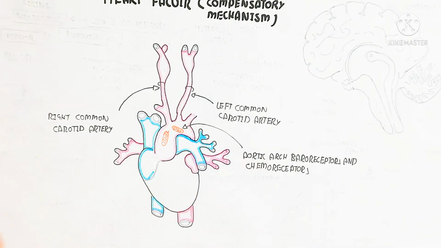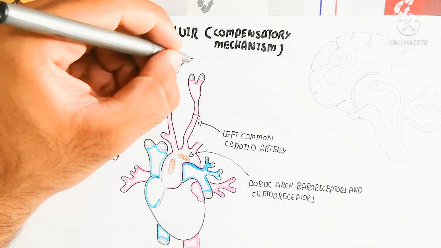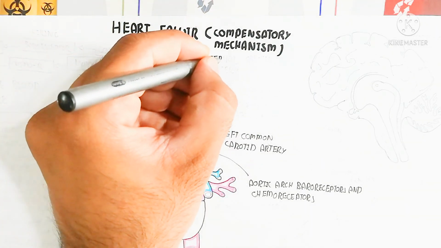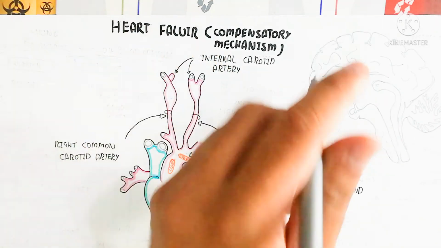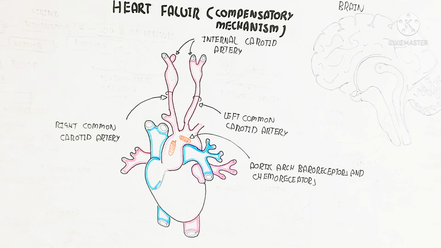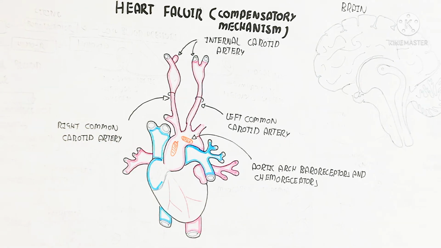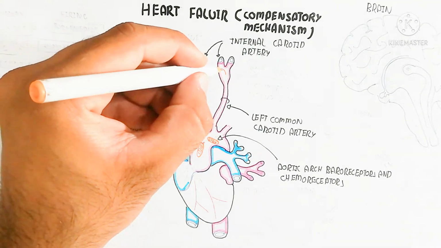You can see the blue color showing deoxygenated blood carried through the vena cava, superior and inferior. On the other hand, this is the descending aorta. And this is the brain. The brain contains the spinal cord, and the upper part is the brain stem, which contains the medulla oblongata.